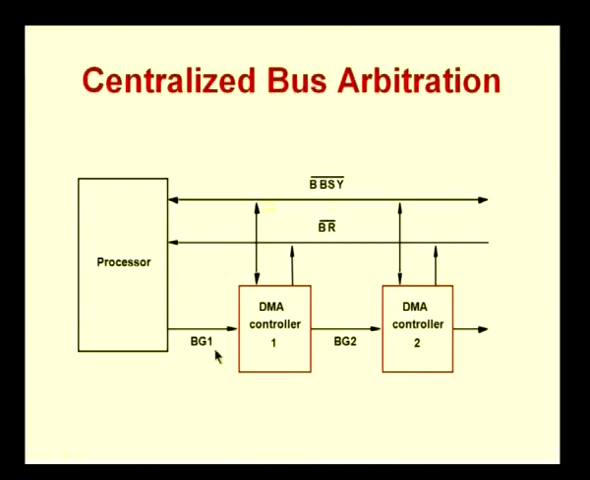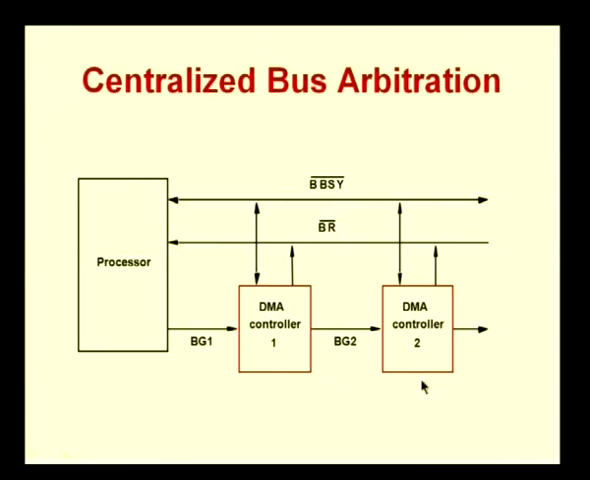You can see that there is a BG1 signal coming out as the bus grant from the processor, and this is given to DMA controller 1. Now, if DMA controller 1 wants to use the bus, it uses the BG1 signal and takes control of the bus. Otherwise, it will pass on the grant to the next DMA controller. This passing of the bus grant signal from one controller to another is very similar to the daisy chaining technique that we saw for interrupts. So it is a similar mechanism, a daisy chaining of the bus grant signals.